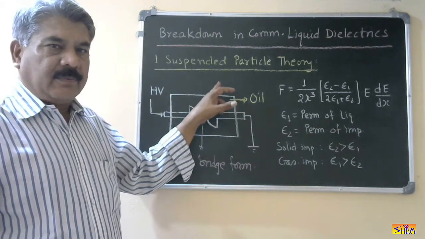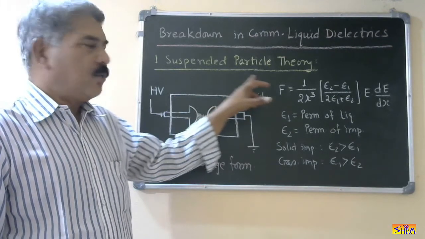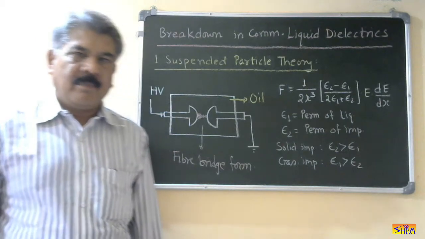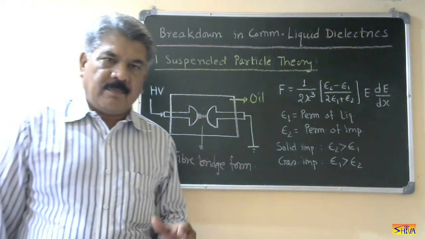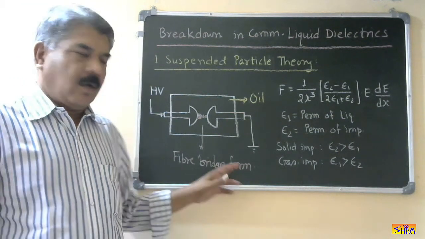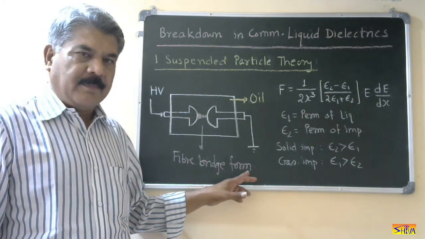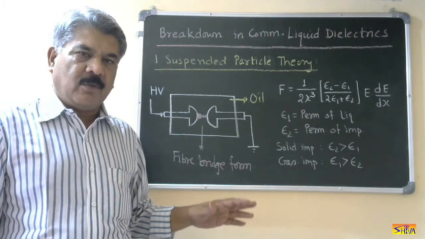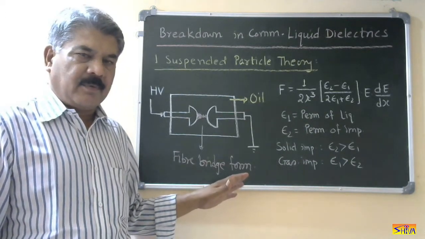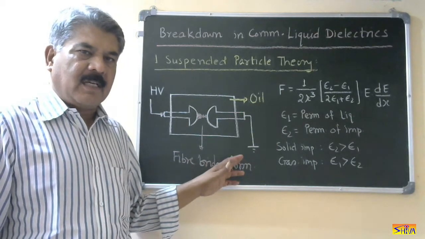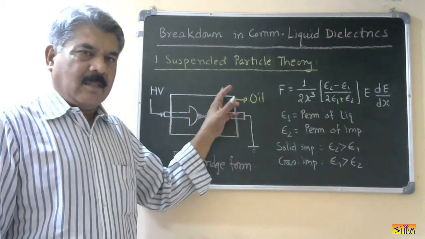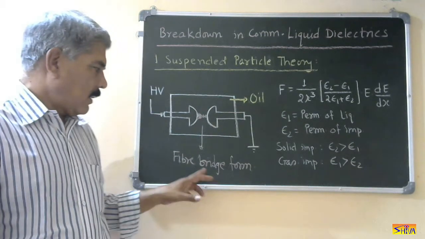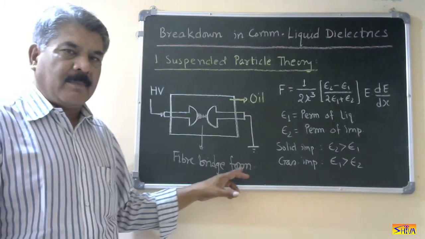This type of breakdown is occurring due to suspended particles. Therefore, it is called the suspended particle theory. I have uploaded a video on this, that is fiber bridge formation. The link is given for that experiment. You can go through that link. You can see how the fiber bridge is formed when suspended particles are there. The theory is called suspended particle breakdown theory, and this is called fiber bridge formation.